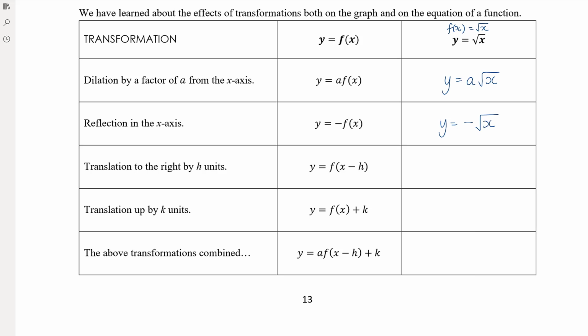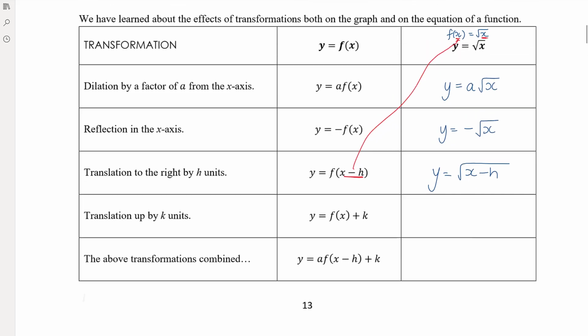Translation to the right by h units is f of x minus h. So inside the function, we're just replacing the x part of the function with x minus h. Remembering how function notation works, the x is being replaced with x minus h, and so we're going to get the square root of x minus h underneath the square root. So that goes to the right by h units.